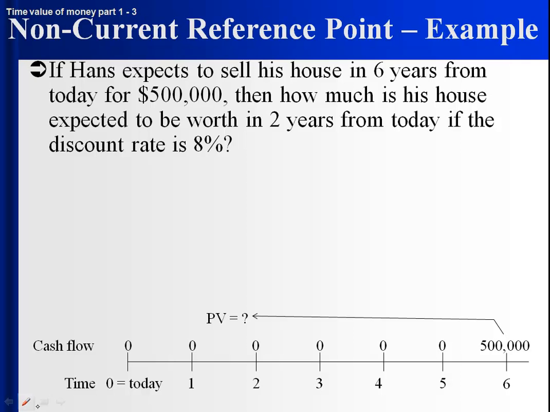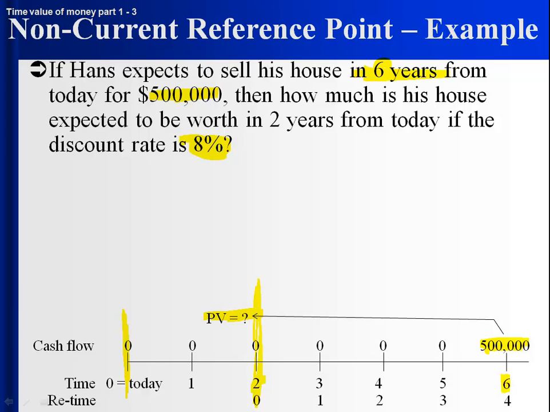Here's another problem. In 6 years, Hans expects to sell his house for $500,000. So in 6 years, he expects $500,000. We want to know how much his house is expected to be worth in 2 years from today. What's the present value in 2 years? Discount rate's 8%. Well, if we said what's the value of the house today, it'd just be 500,000 divided by 1.08 to the sixth. But we're not asking for what the price of the house is today. It's what we expect it to be in 2 years.